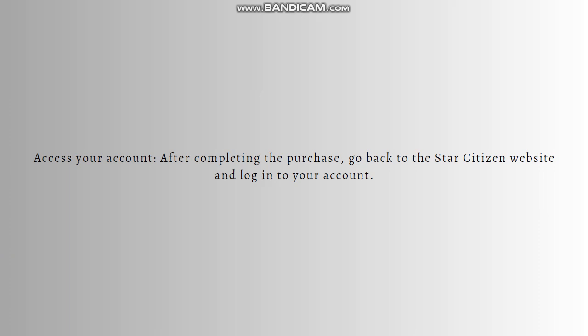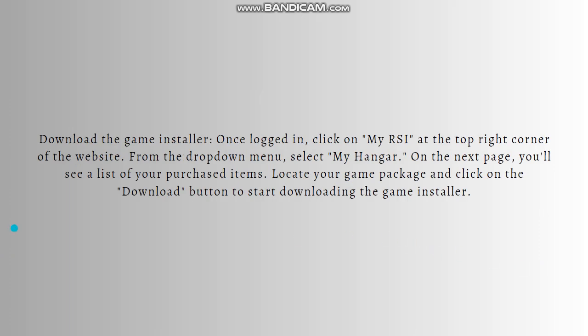So after completing the purchase, go back to the Star Citizen website and log into your account and then download the game installer. So once logged in, click on My RSI at the top right corner of the website, and from the drop down menu, select My Hangar. On the next page, you'll see the list of your purchased items. So locate your game package and click on the download button to start downloading the game installer.